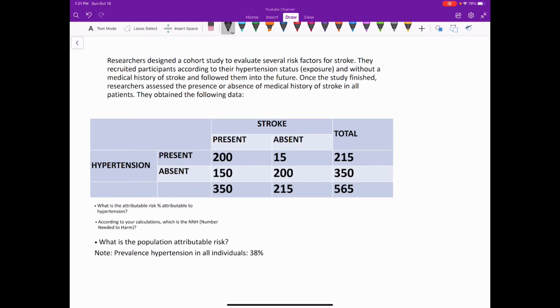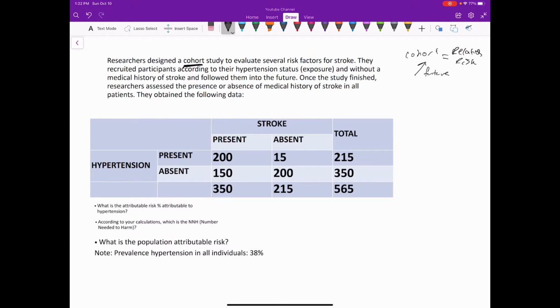Researchers designed a cohort study. So cohort, what is this? Cohort is relative risk. I don't know if this is important, but that's how I remember: cohort, relative risk. It might be of importance. To evaluate several risk factors for stroke. They recruited participants according to their hypertension status, exposed or not, and without a medical history of stroke, and followed them into the future. Well, we know cohort is in the future, right?